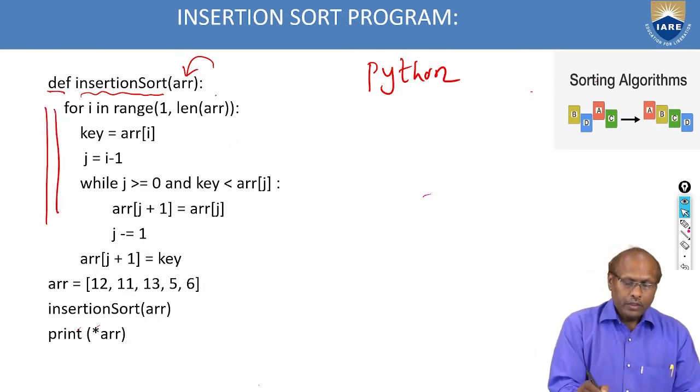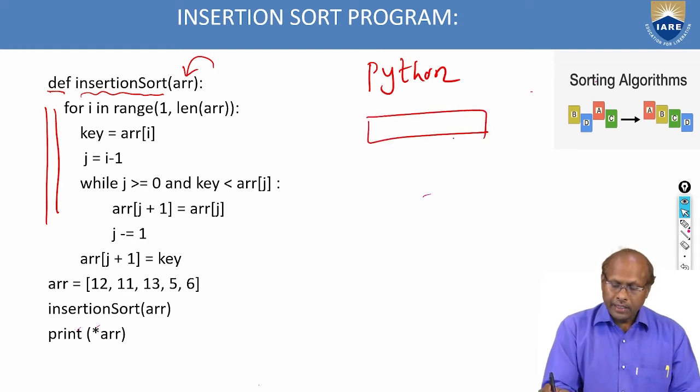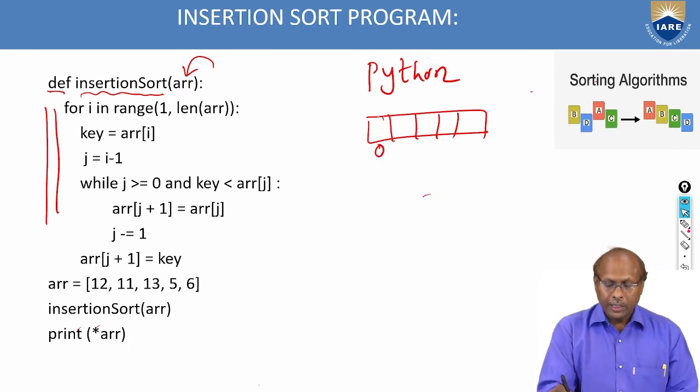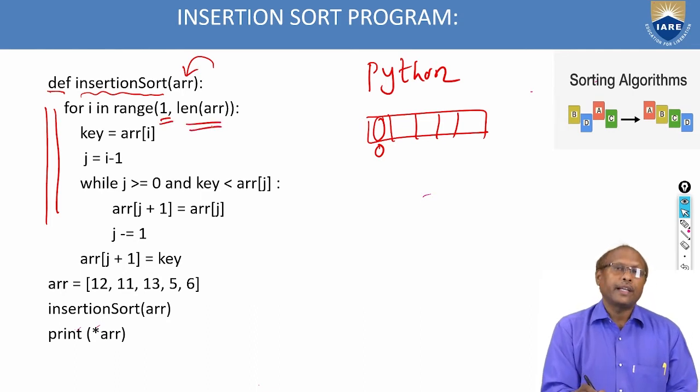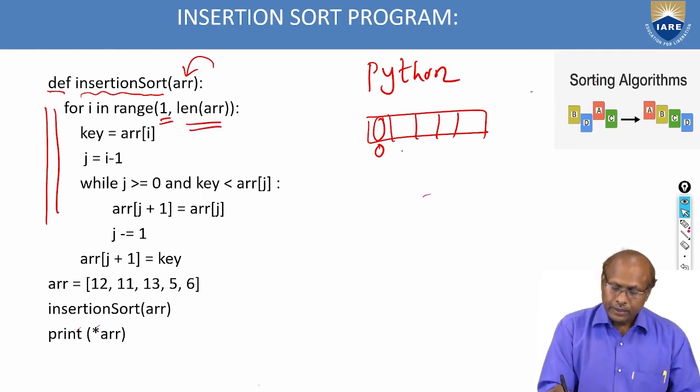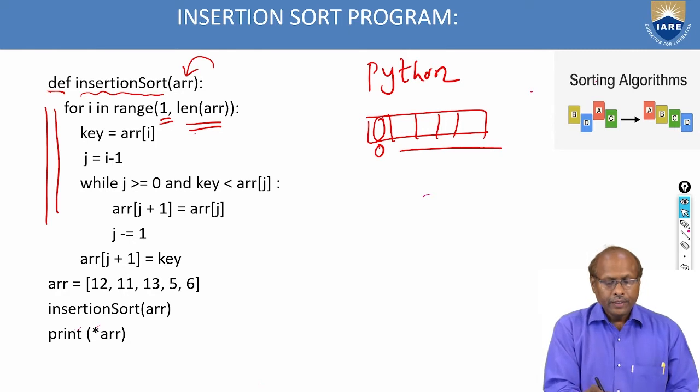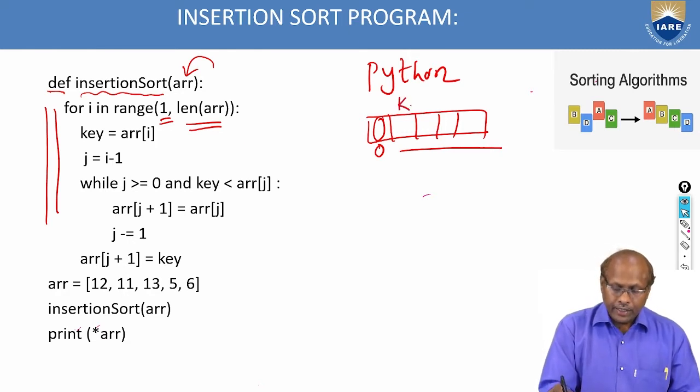Now this array has the set of data. From the 0th element onwards you have to go, but the 0th element does not need to be compared. That's why I'm starting from 1 to length of array. So I will continue till the end. This key is now here. This element 1, 2, 3, 4.